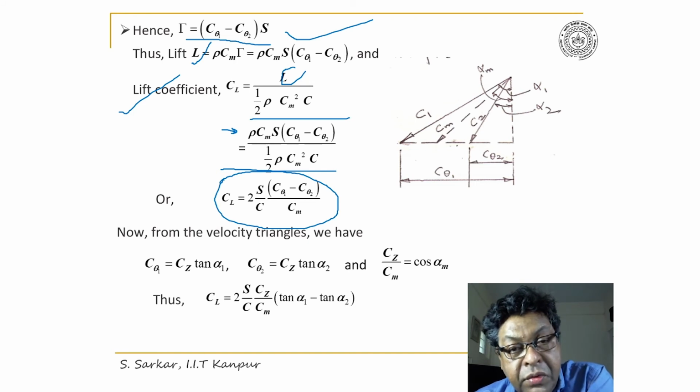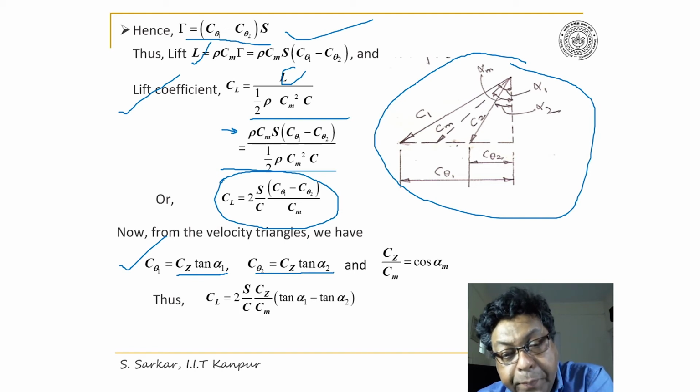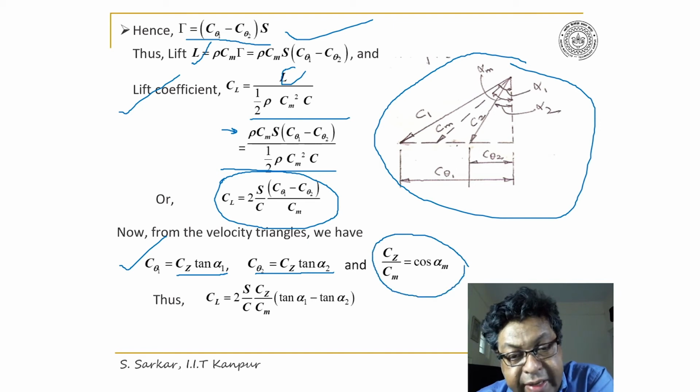Now from the velocity triangle here, one can easily get C theta 1 equal to Cz into tan alpha 1, C theta 2 equal to Cz into tan alpha 2, and Cz by Cm is equal to cos alpha m.